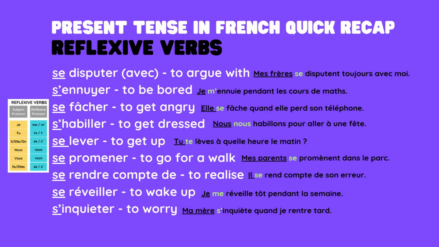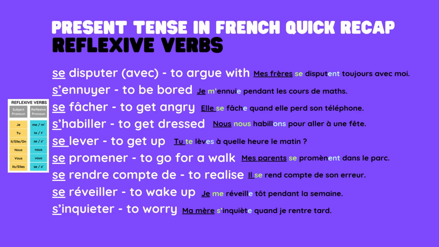And if it's followed by a vowel, make sure to use the apostrophe. And then you have the main verb with the correct ending. You have to have at least 3 parts to a reflexive verb in French: the subject, the reflexive pronoun, and the verb with the correct ending.